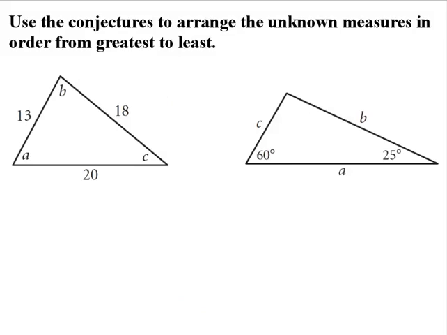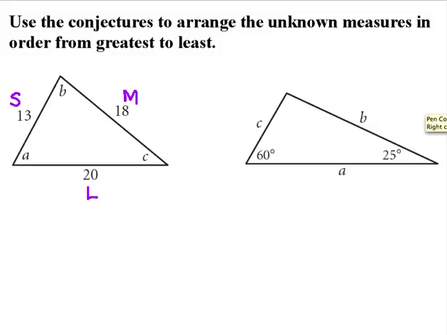Okay, let's look at this. It says, use the conjectures to arrange the unknown measures in order from greatest to least. So in this first diagram, I'm going to be trying to order the angles. So the easy way to do this is to look at the sides. What is the largest side? 20. What is the smallest side? 13. What is the medium-sized side? 18. So now I need to order these angles in the exact same order.